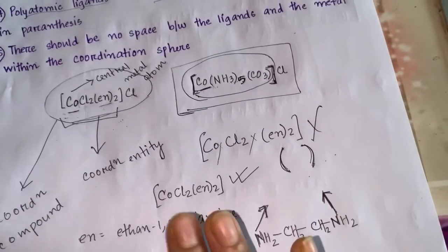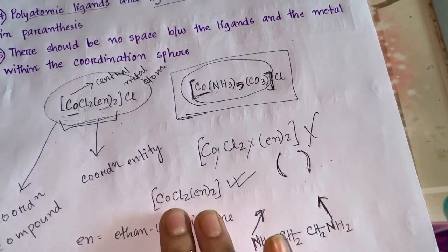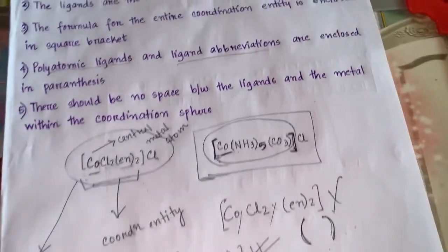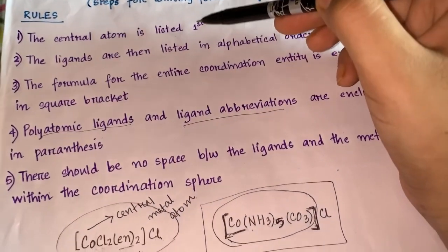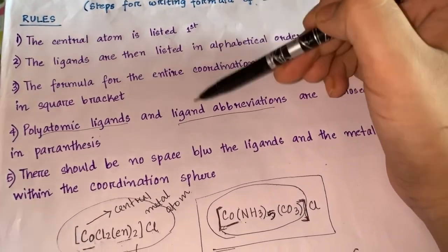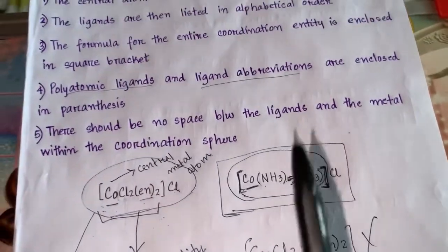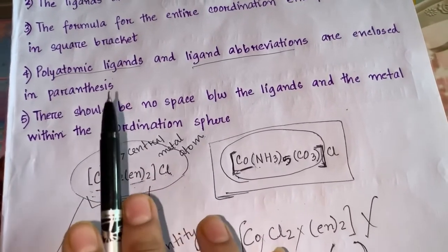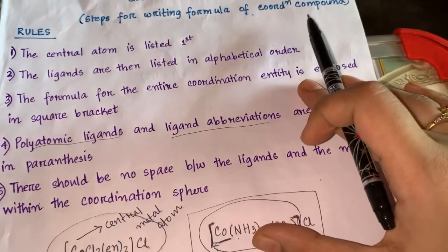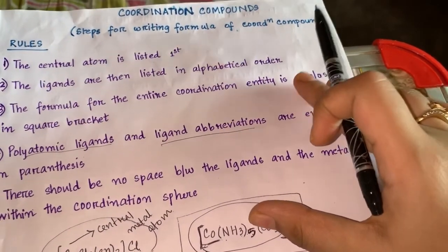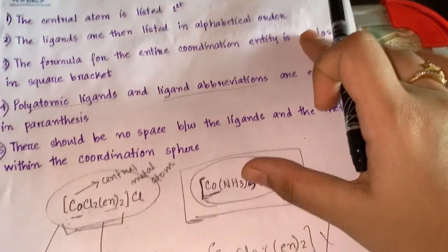So these are small points, but they are really effective, and we have to keep them in our mind. We generally keep in mind the first 1, 2, 3 steps, and we just don't pay much attention to the 4th and 5th, but we need to have those in our minds. So these are the total 5 steps which we need to remember whenever we have to write the formula for a coordination compound.